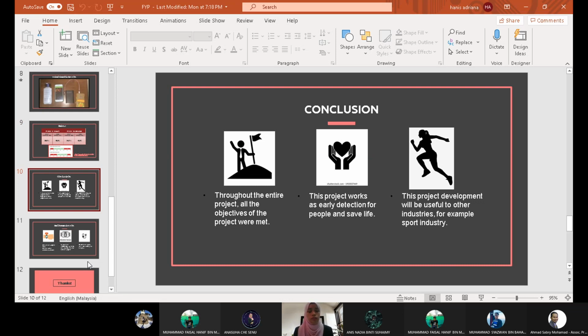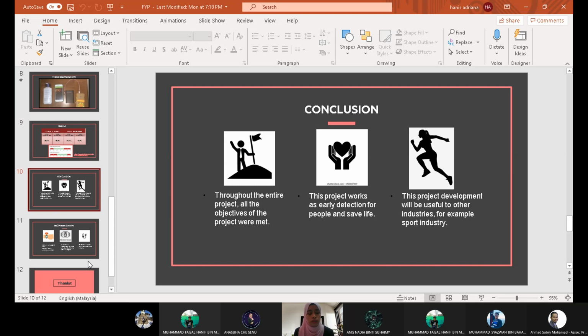As for the conclusion, throughout the entire project, all the objectives of the project were met. My project development can help save a person's life because early detection alerts them before they have a serious health problem. Other than that, this project development would be useful to other industries, not just pilgrims during Hajj and Umrah. For example, in the sport industry, athletes can use it to train and monitor hydration level during competition.